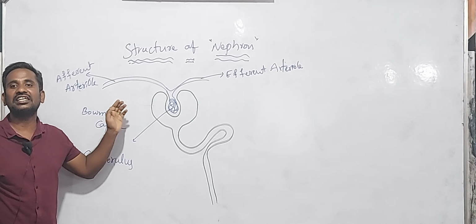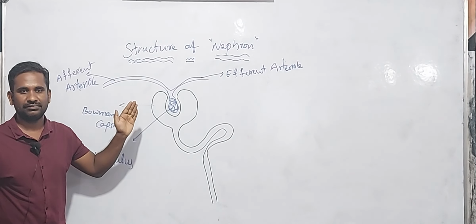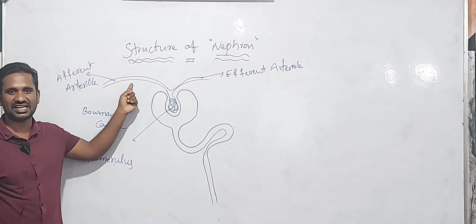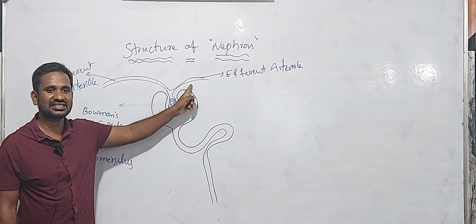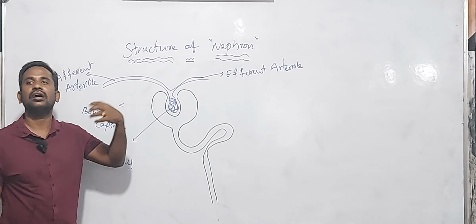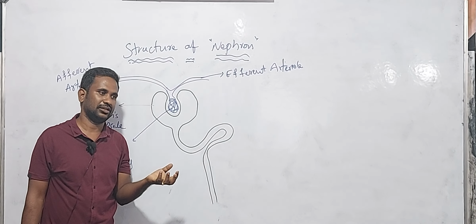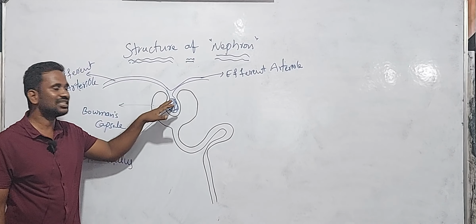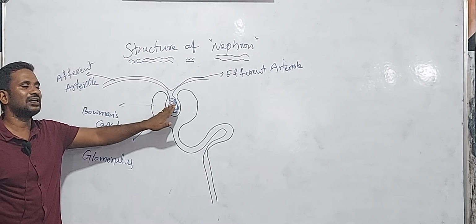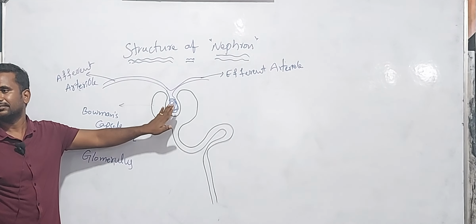Why? Because it can give a pressure. If, for example, one is a big size and the other is a smaller size, the blood flowing through it automatically gives some pressure. That pressure is helpful for the filtration of blood in the Bowman's capsule. Do you understand? Yes, sir.